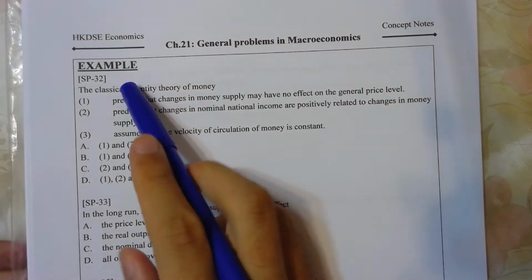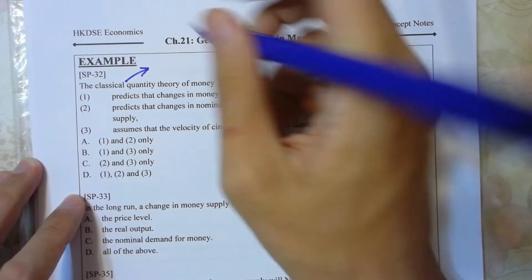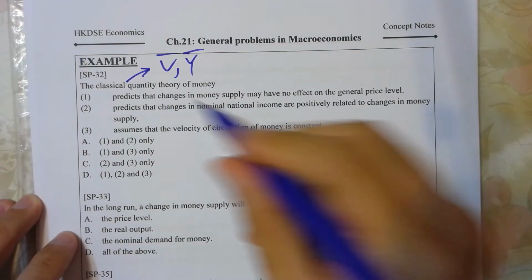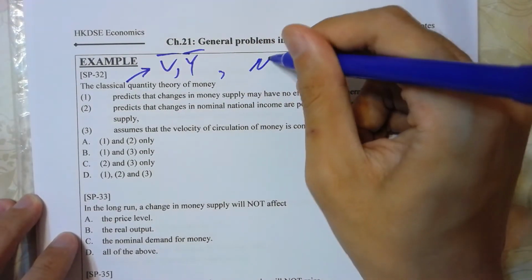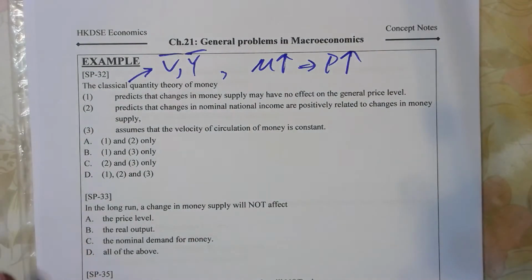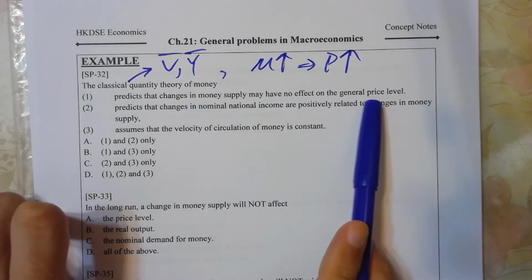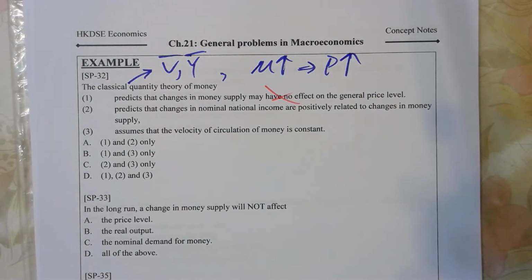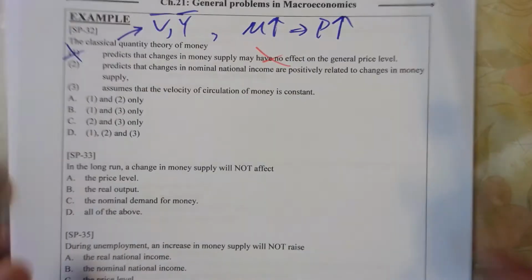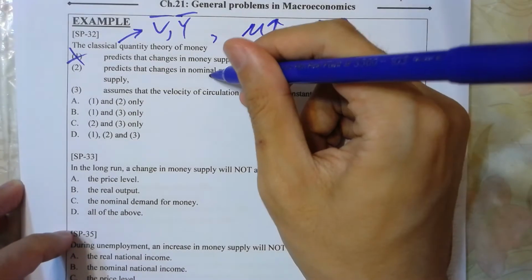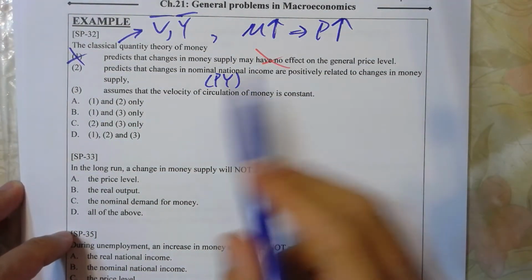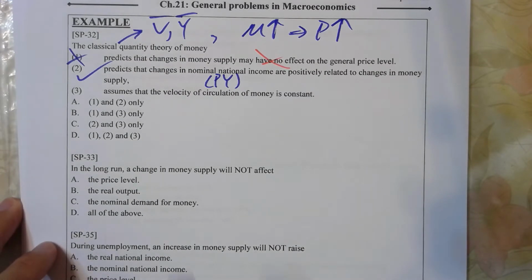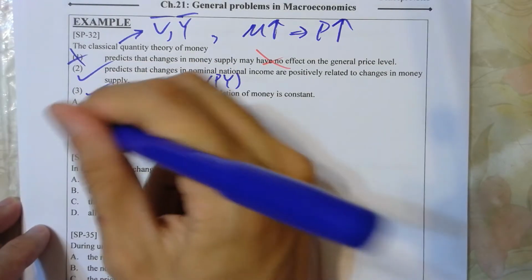Now, classical QTM, remember, we talk about classical, meaning long run. So both V and Y are constant. Now, when V and Y are constant, what does that mean? It means that when M increases, P also increases. Right? Option 1 predicts that the change in money supply may have no effect on general price level. No. It must have effects, like we said already. It's very mathematical in nature. So one is wrong. Now, 2 predicts that change in nominal national income (PY) is positively related to the change in money supply. Yes, exactly. M up 10%, PY up 10%. Positively related. 3 assumes the velocity of circulation is constant. Yes, 2 and 3 will be the answer.